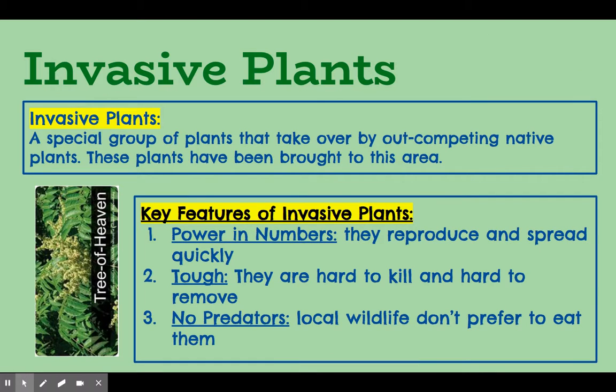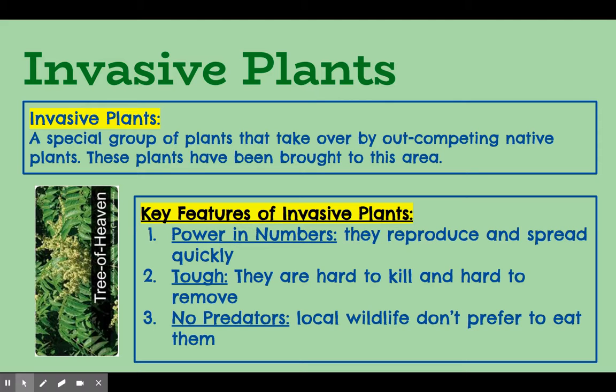Now, we're kind of moving into the plants that are not so good. They are called invasive plants. And if you think about the word invasive, another form of that word is invading. So think about the word invading. These plants are invading our habitats and our environment.